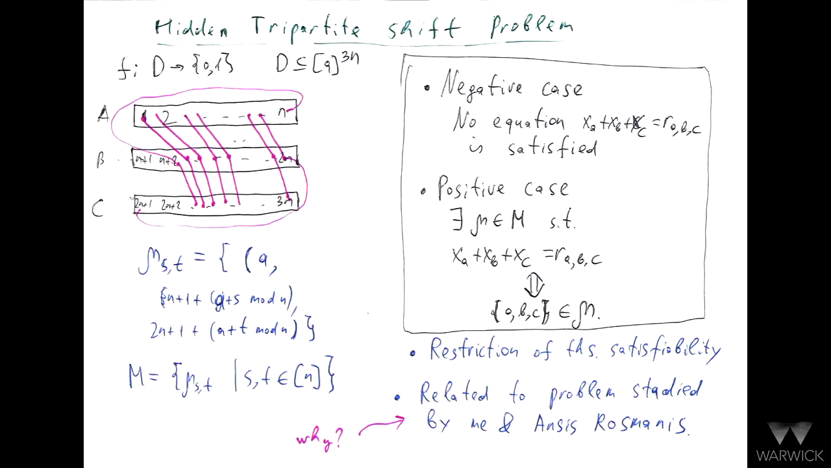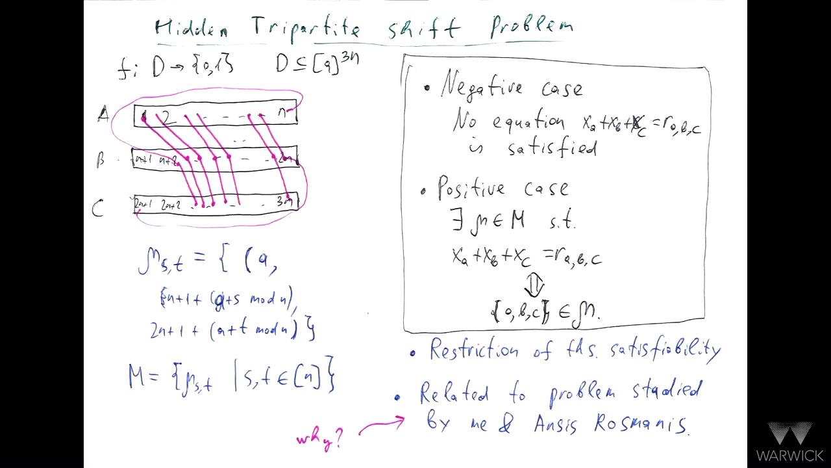And in the positive case, I want to be more restrictive. I am not saying that there are n equations satisfied. I said that if we take all satisfied equations, they form such a matching here. So it's an even more restricted problem. If I prove a lower bound on this, it automatically gives me a lower bound on the previous problem. And so why this problem?